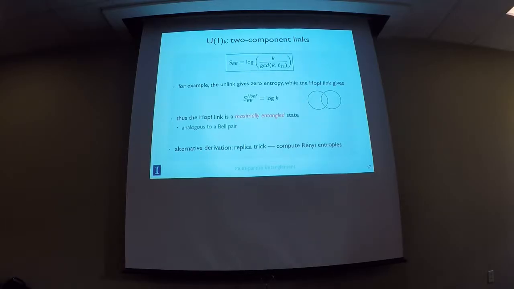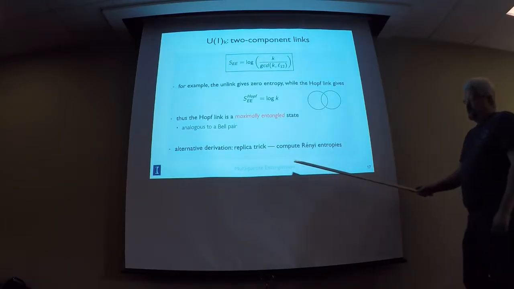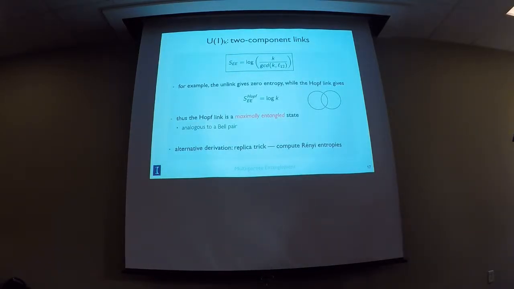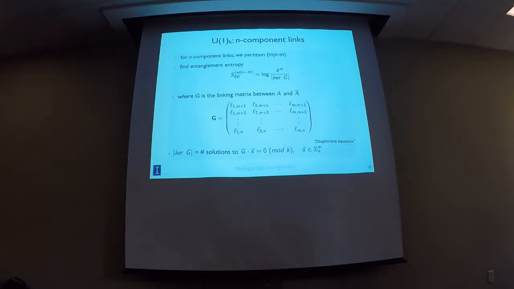Now, that's a brute force calculation. Another way you could do it is to use the replica trick. Remember what that is: you construct rho 1, you construct the trace of rho 1 to the nth power, and you take the limit n goes to 1. You get the same answer. In fact, it's instructive to do that in some cases, particularly in the SU(2) case that I'll talk about.